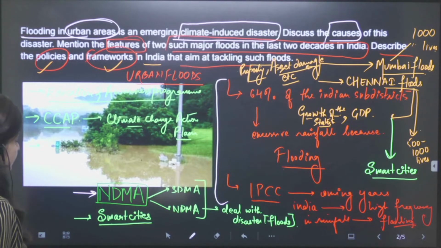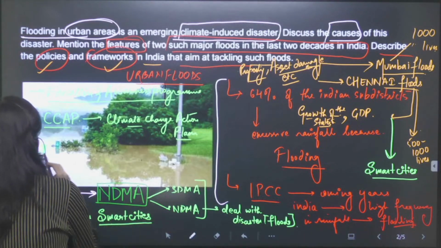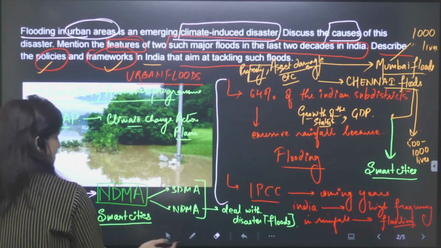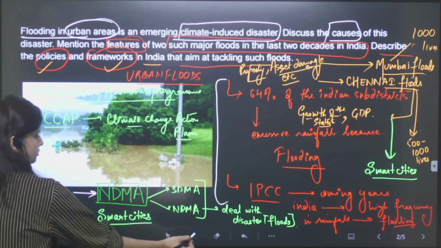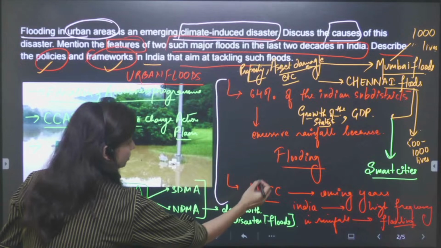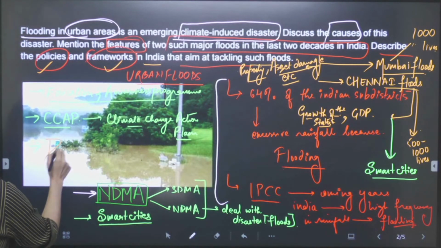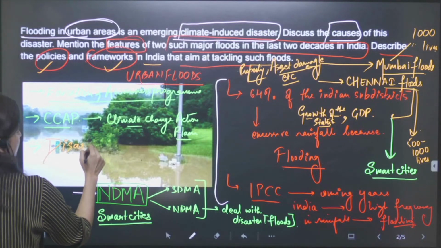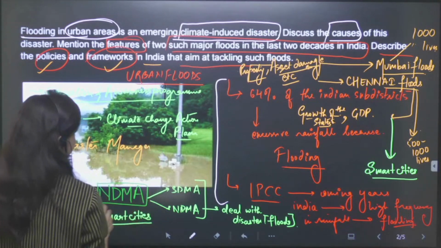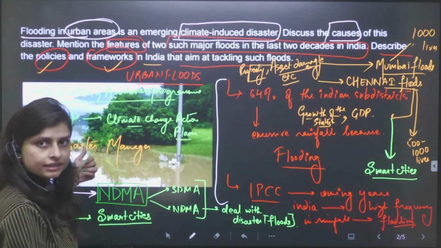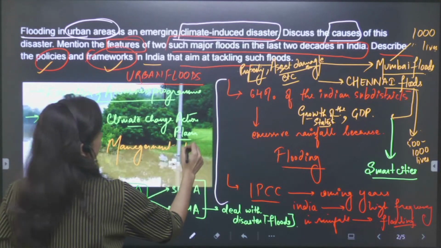Fine. Then we have the National Disaster Management Act. That means we are having what? Disaster Management Acts. We are having the Disaster Management Act. Here we were having the National Disaster Management Authority, then we are having Disaster Management Plans.